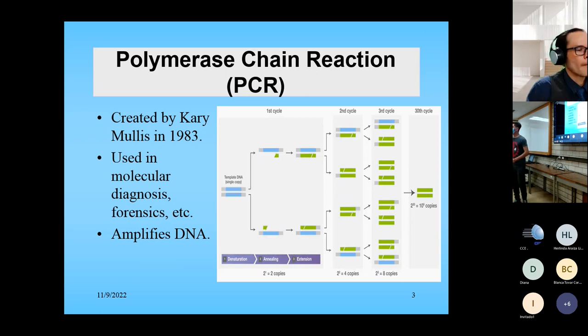First of all, what is the polymerase chain reaction, in short, PCR? Well, it was created by Kary Mullis around the year 1983, and it is one of the most widely used techniques for molecular diagnosis around the world. It amplifies fragments of DNA.